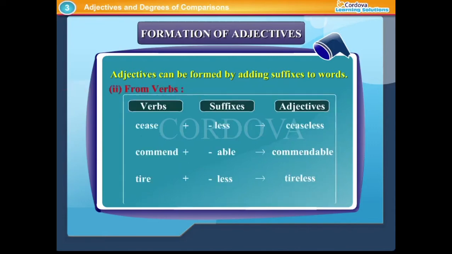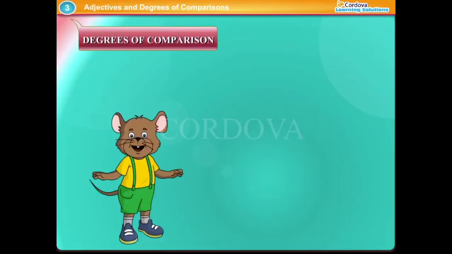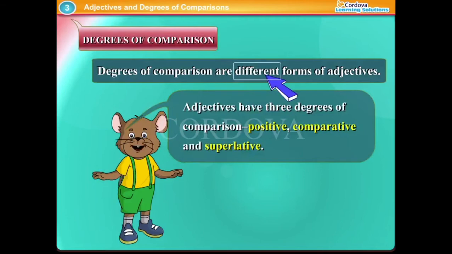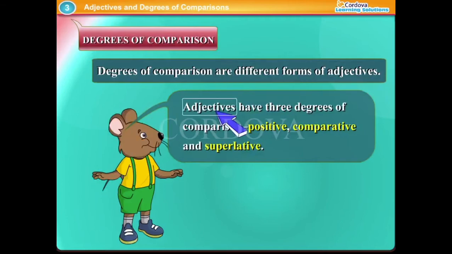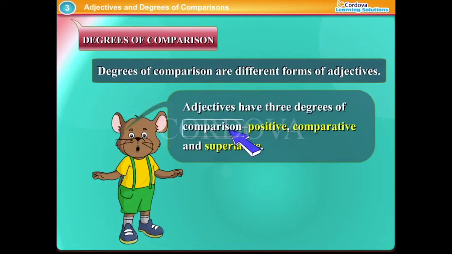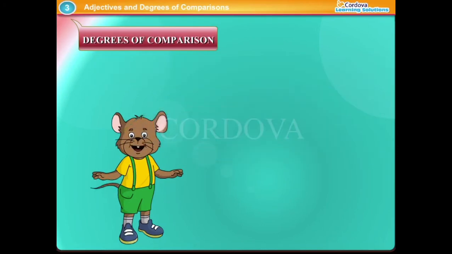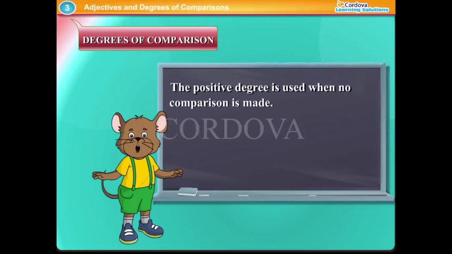From verbs: verbs, suffixes, adjectives. Cease plus less, ceaseless. Commend plus able, commendable. Tire plus less, tireless. Degrees of comparison. Degrees of comparison are different forms of adjectives. Adjectives have 3 degrees of comparison: positive, comparative, and superlative. The positive degree is used when no comparison is made. Example: he is a good boy.